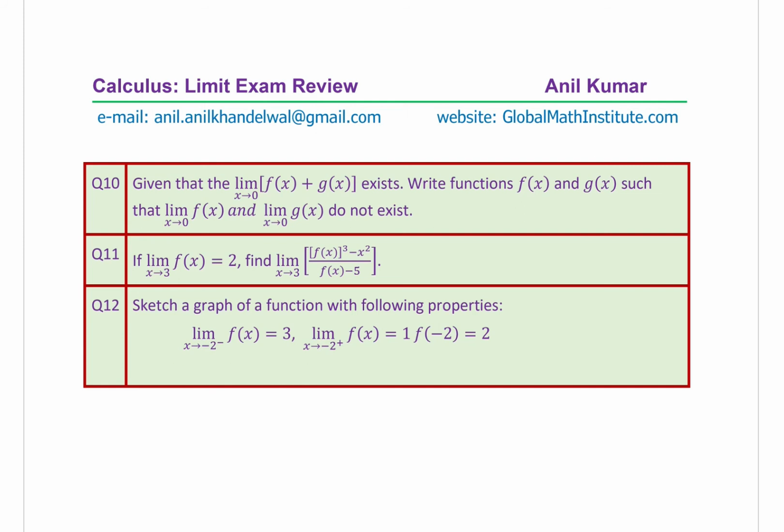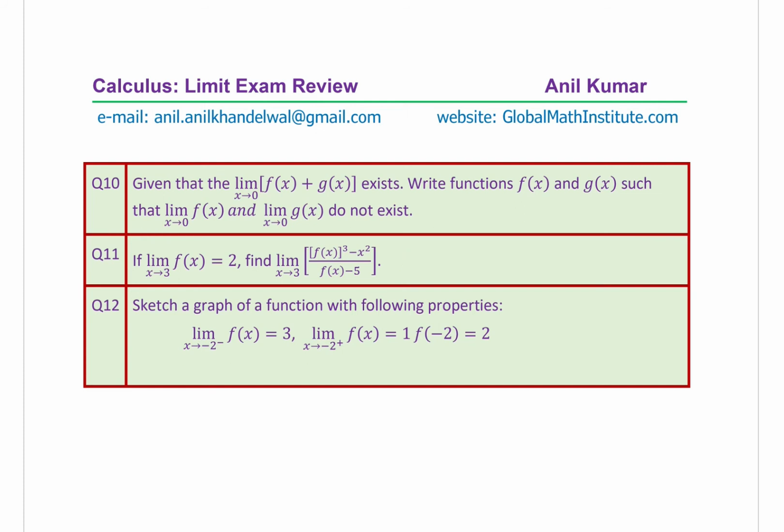Question number 11 is, if limit of f of x is equal to 2 when x approaches 3, find the limit of f of x whole cube minus x squared over f of x minus 5 when x approaches 3.